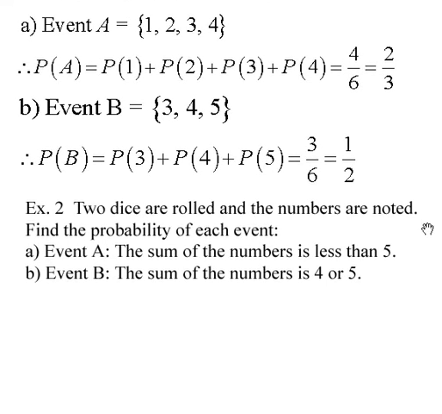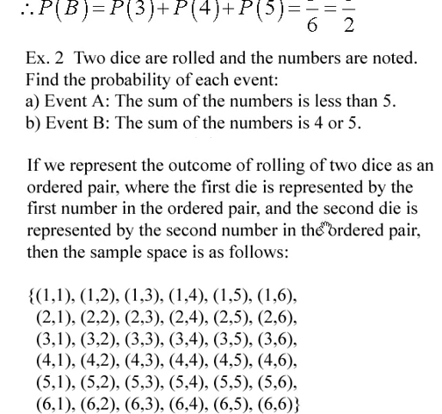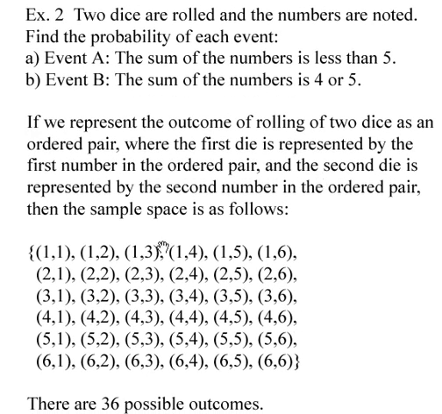All right, let's roll 2 dice and keep track of what we get. Let's look at the probabilities of these events. Event A, the sum of the numbers is less than 5. Event B, the sum of the numbers equals 4 or equals 5. So again, remember from our previous lesson, we're going to say the possible outcomes. We're going to use ordered pairs to represent the 2 dice. We can go anywhere from a 1 with a 1, 1 with a 2, 1 with a 3, all the way out to a 6 with a 4, 6 with a 5, 6 with a 6. 36 possible outcomes when rolling a pair of dice.